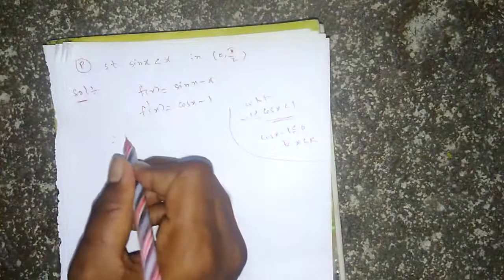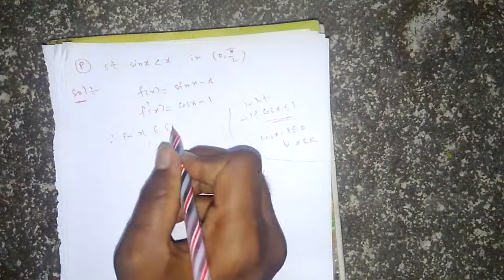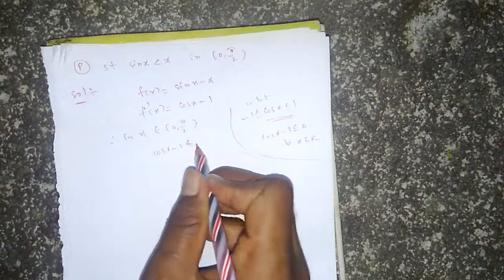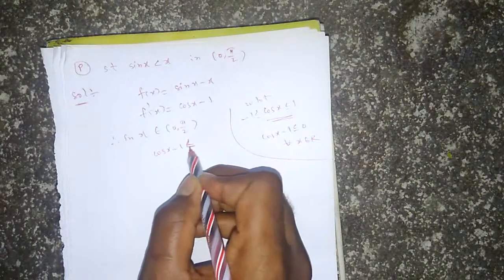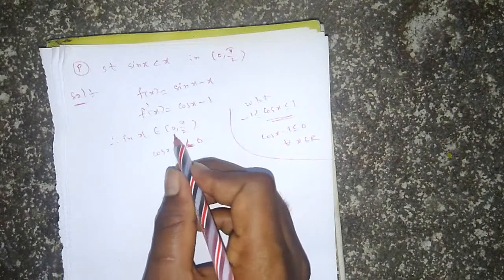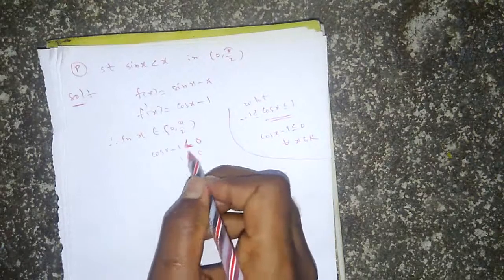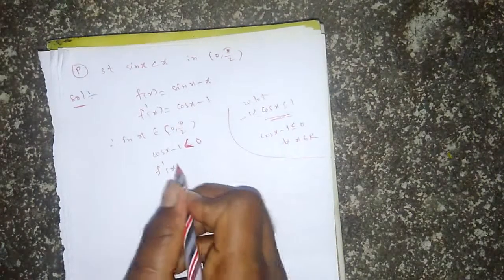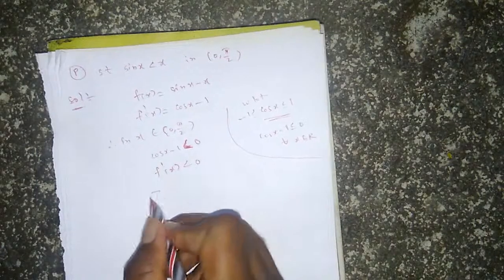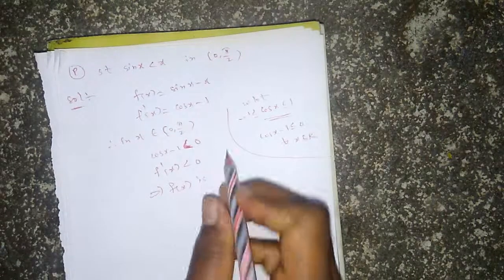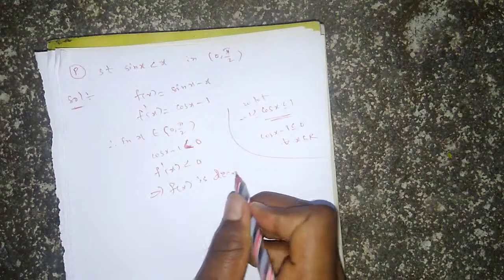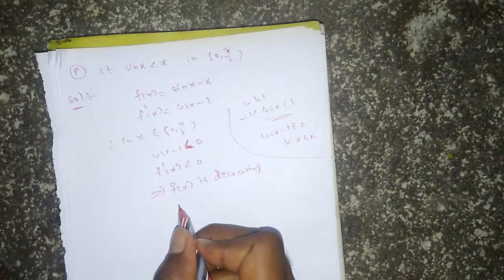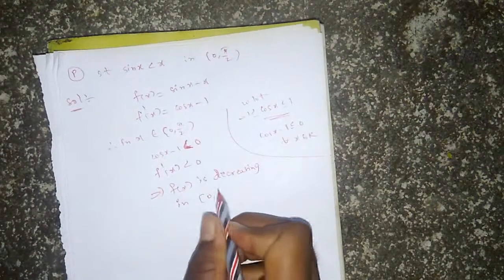Therefore for x belongs to (0, pi by 2) also, cos x minus 1 is less than 0, because cos x will be 1 only when x is equal to 0. Here the interval is open, so it is always less than 0 for the given values. That is, f dash of x is less than 0, which means the slope is negative. So f of x is decreasing in the interval 0 to pi by 2.